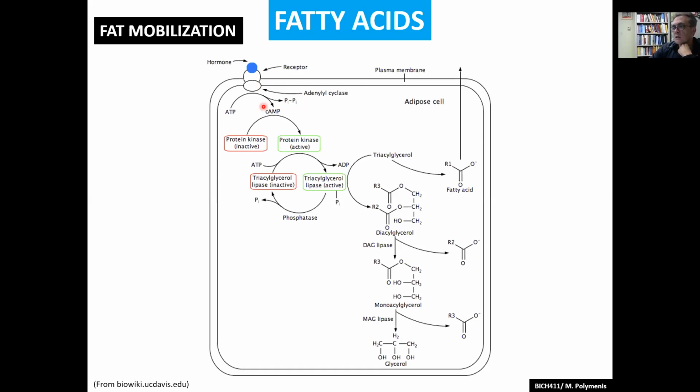Adenylyl cyclase, once the receptor is stimulated by some hormone, will generate cyclic AMP, the signaling molecule, which in turn will activate PKA, protein kinase A. Right? So protein kinase will be active, and that in turn, look at the green, the activation cascade here, will activate a lipase, another enzyme, triacylglycerol lipase, which will go on and hydrolyze these esters between the fatty acid and the glycerol backbone.